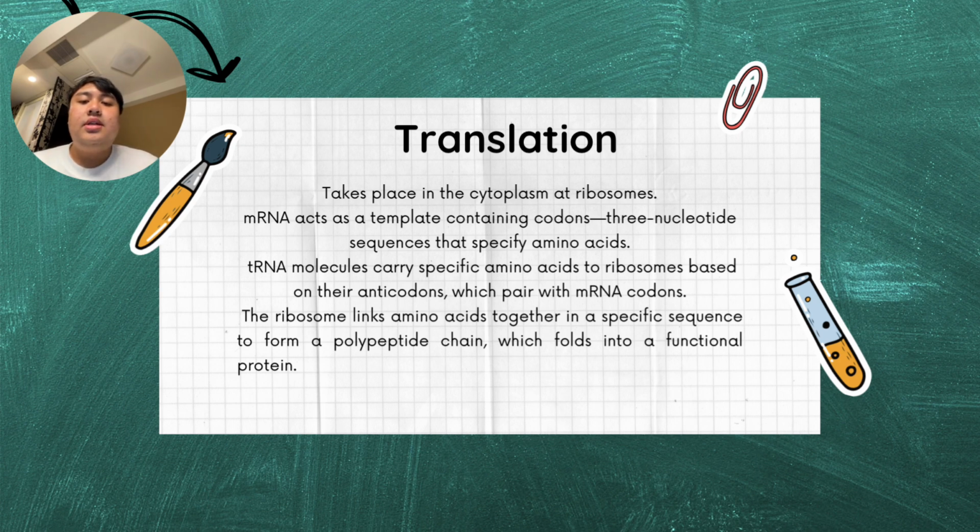Translation takes place in the cytoplasm at ribosomes. The mRNA acts as a template containing codons, three nucleotide sequences that specify amino acids. The ribosome links amino acids together in a specific sequence to form a polypeptide chain, which folds into a functional protein.